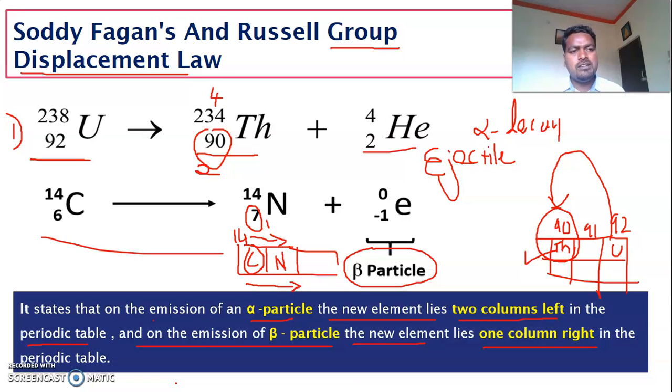So my dear students, we have understood alpha decay, beta decay and gamma decay, and also the mechanism: why and how it undergoes alpha decay, beta decay and gamma decay. And based on the three kinds of decay, we also understood the group displacement law.